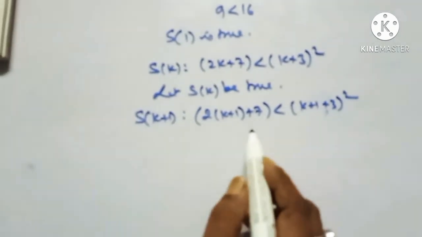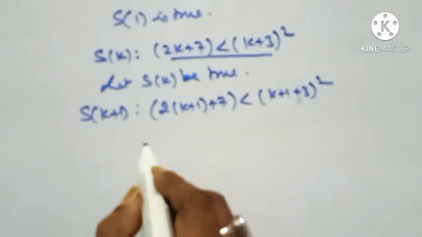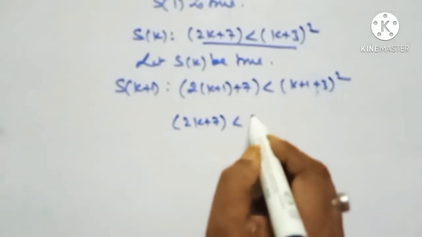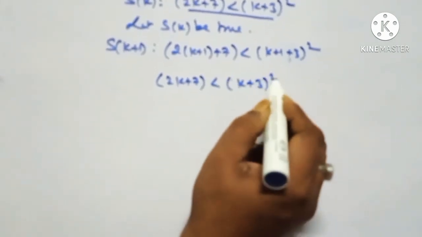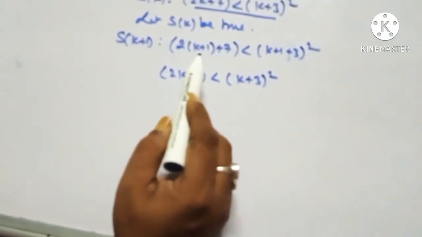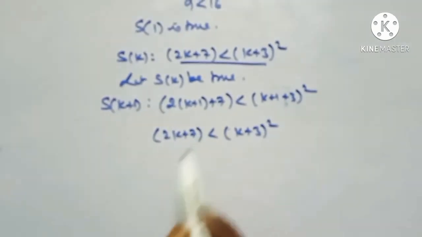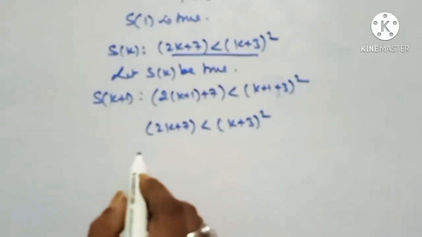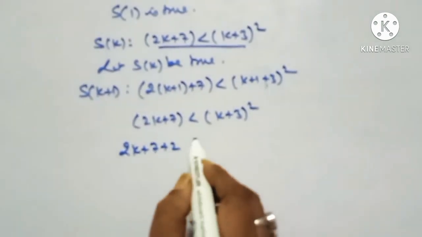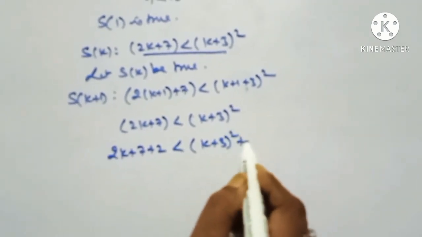So I have to prove this statement. We know that this statement is true, so I start from this statement: 2k plus 7 is less than k plus 3 the whole square. Now I am going to add 2 to both sides. 7 plus 2 is 9. So I add 2 to both sides: 2k plus 7 plus 2, and k plus 3 the whole square plus 2.